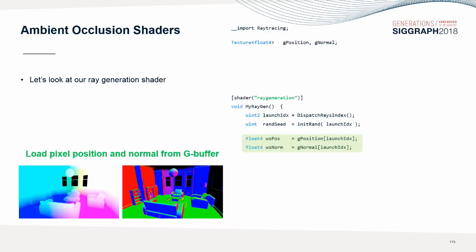After that, I'm going to load the position from my gbuffer. Remember, this is the texture I output in the prior pass. So this stores the position that I hit some geometry at that pixel. I'm going to load that, and I'm going to load the surface normal as well.